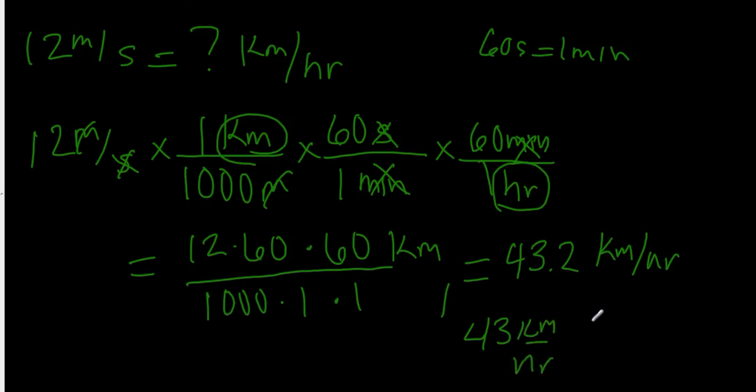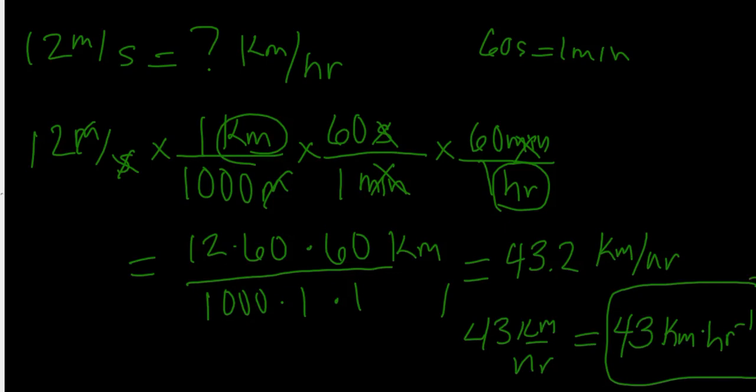And in IB, they like our notation different. They don't want this fraction bar, so they're going to say 43 kilometers times hour to the negative 1. Well, that's our video on how to convert and how to come up with derived units.